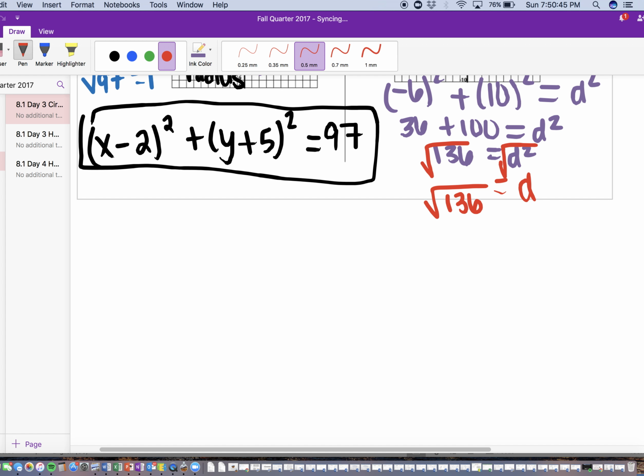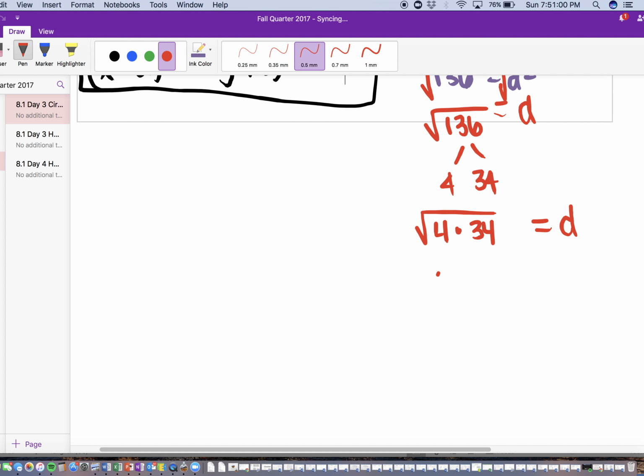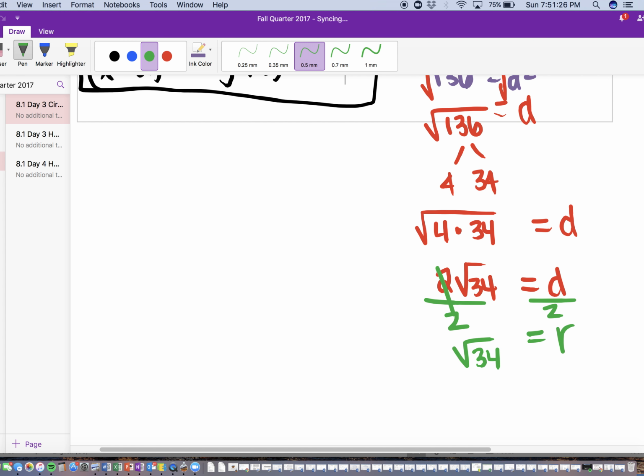Well, you can take 136 and break that up into 4 and 34. So the square root of 136 is really the same thing as the square root of 4 times 34. That's equal to the diameter. The square root of 4 is 2, and the square root of 34 is the square root of 34. So that's equal to our diameter. Now, how do we find the radius if we know the diameter? Well, the radius is always half your diameter. So if you take the diameter and divide by 2, you will get the radius. What you do to one side, you must do to the other side. So we know that the square root of 34 must be the radius.